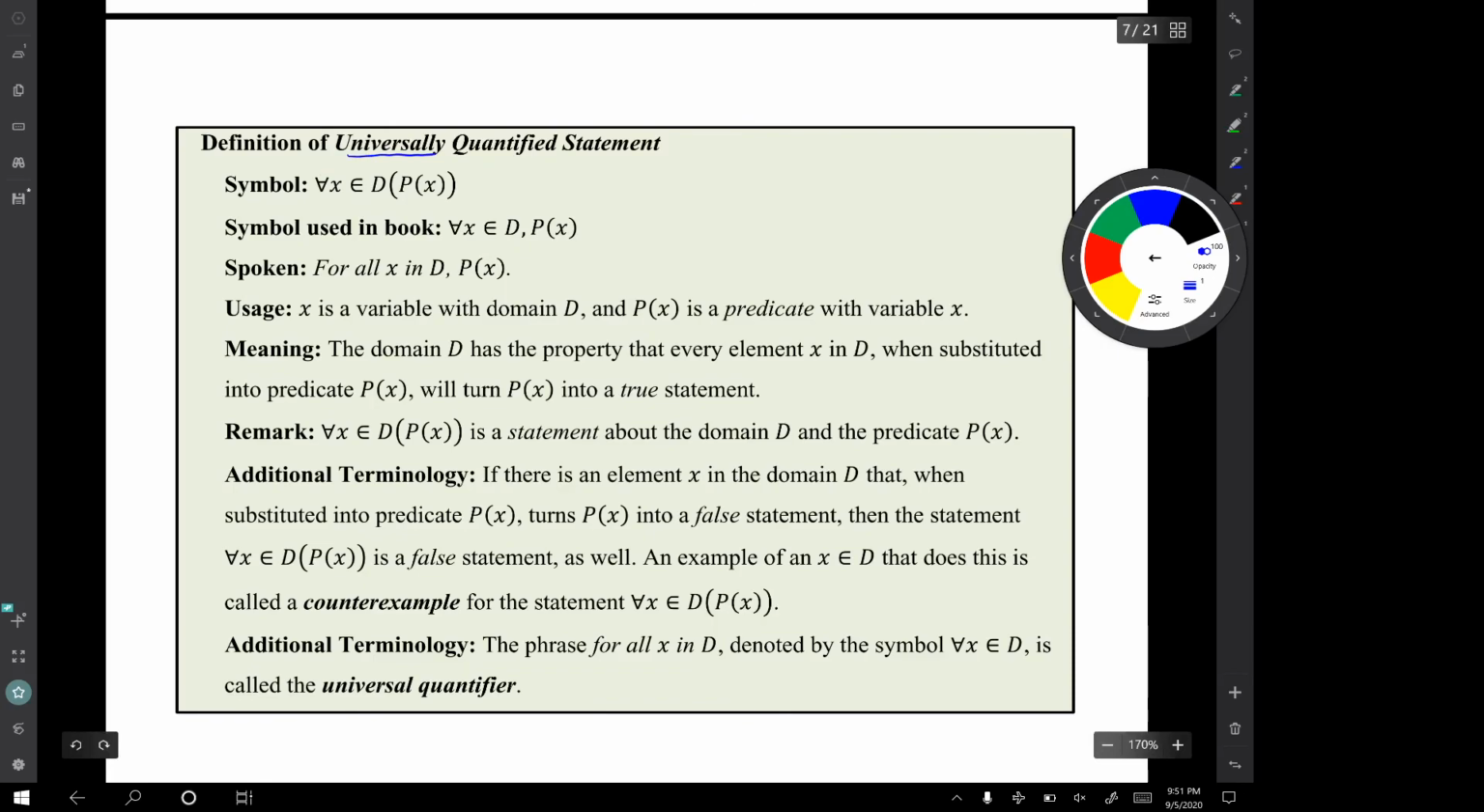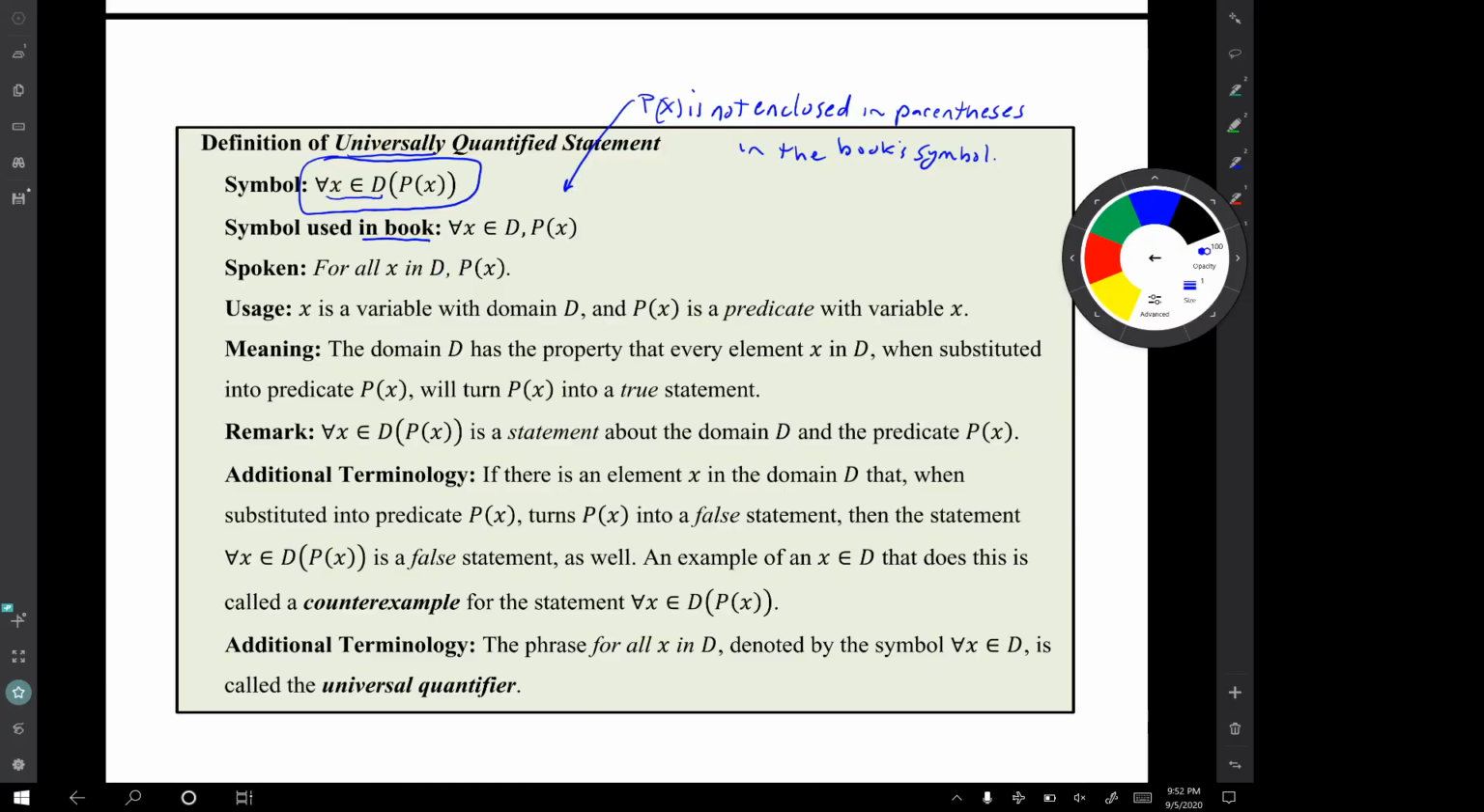The symbol that I will use is this one. It has this weird upside down capital A in front, and then this symbol, and then has a symbol P parentheses x that's also in a set of parentheses. Now the symbol that's used in the book is very similar, but the P parentheses x is not placed in parentheses. Also, the book's symbol has this little comma here.